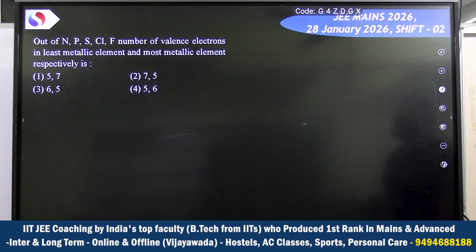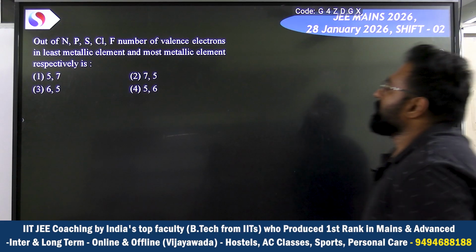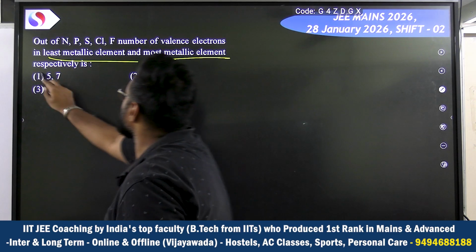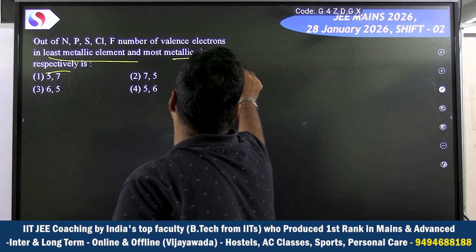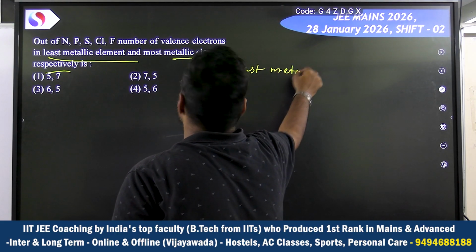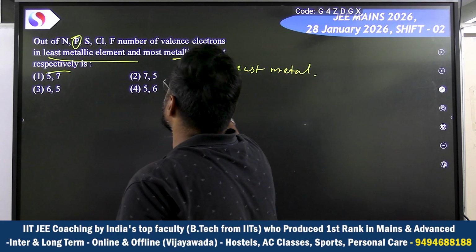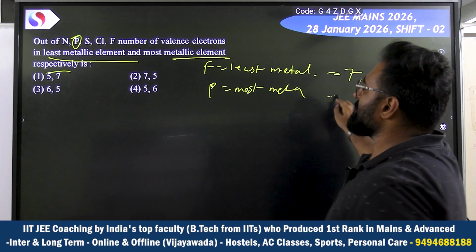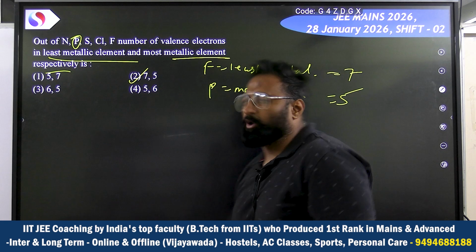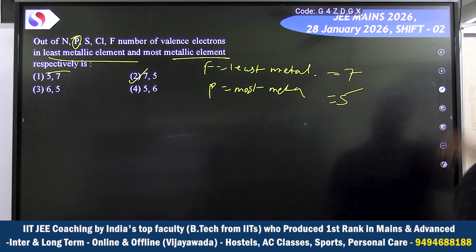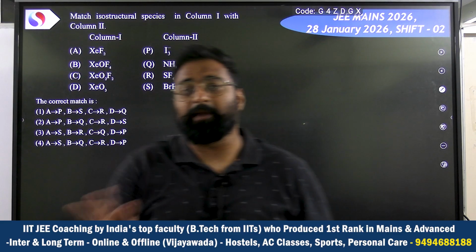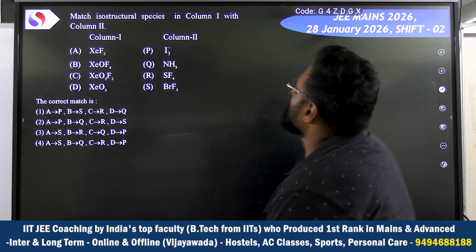The next question. Out of nitrogen, phosphorus, sulfur, chlorine, fluorine, find the number of valence electrons in the least metallic and most metallic. So fluorine will be least metallic. Very easy question. And phosphorus will be most metallic. So the number of valence electrons in fluorine is 7, in phosphorus is 5. Second option. Very simple question. I don't know why this shift is giving a very easy paper. This shift is quite easy as compared to all the previous shifts which we have discussed.